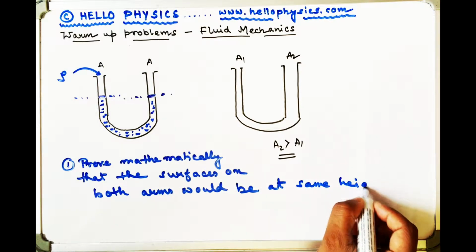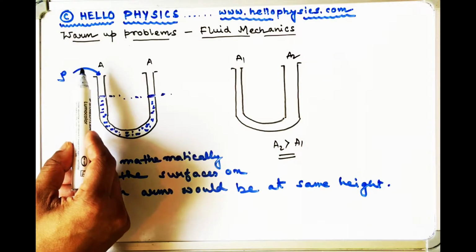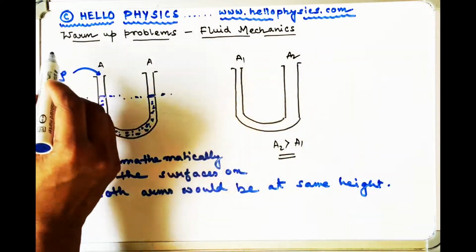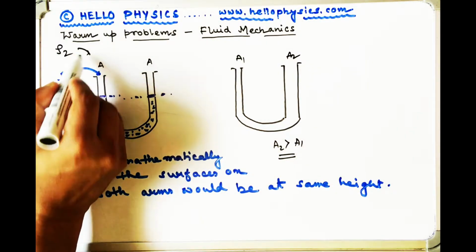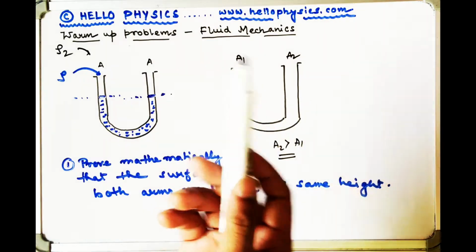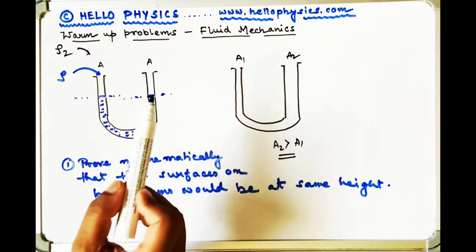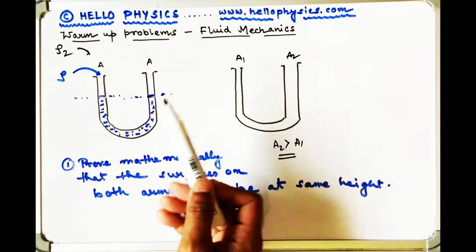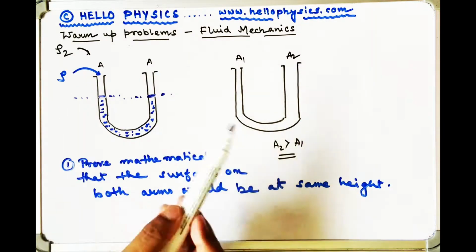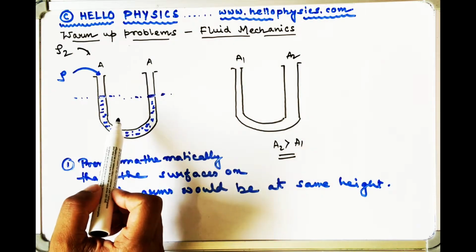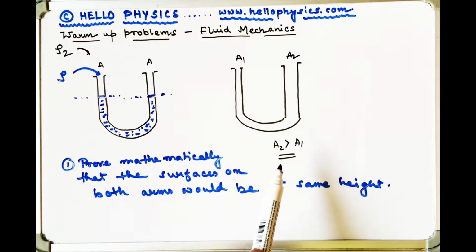Okay, do this first. Of course, things would get complicated if, let's say, we pour a liquid first and then we pour another liquid into this container, okay? Let's say that has a density of rho 2. Then things become interesting in the sense that the surface of the liquid on both the arms would not be at the same height. But that problem is coming up a little bit later on. But first of all, you prove this one. While you have a single liquid and it has settled down within the U-shaped tube, you have to prove mathematically that the surface of the liquid on both the arms would be at the same height.